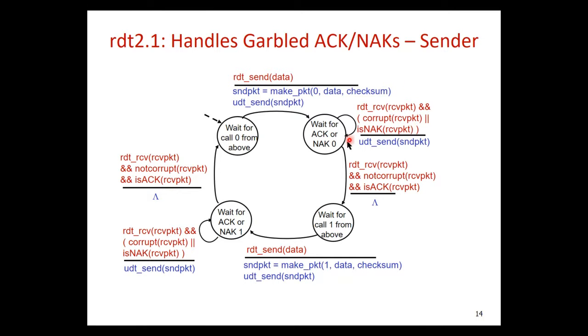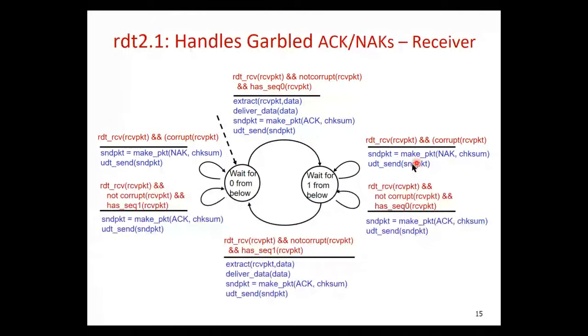So it may happen that the sender retransmits packet 0. And this may happen because this ACK was corrupted, so the sender, to be safe, retransmitted. So even though the receiver has received packet 0, the sender retransmitted. So this is a case of duplicate.